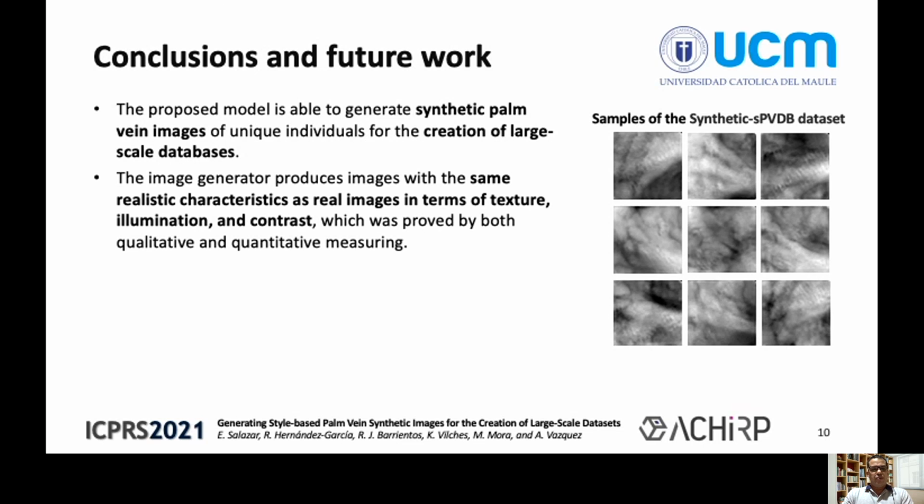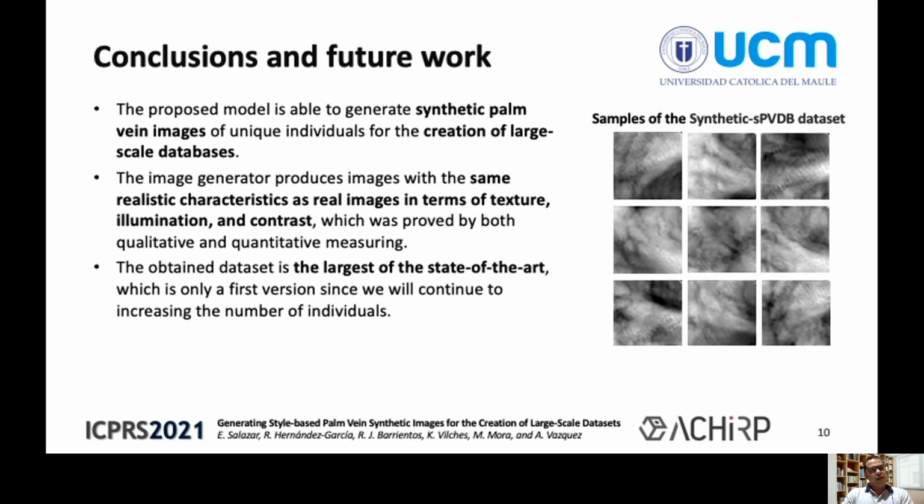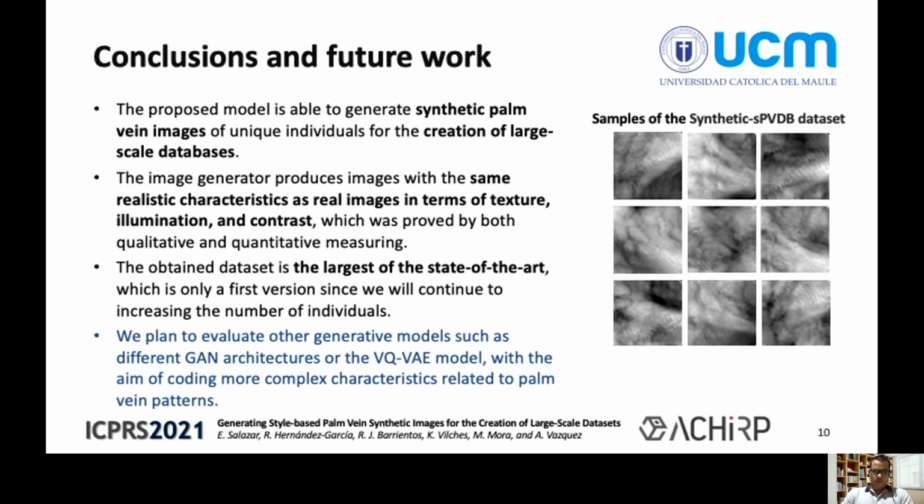The image generator produces images with the same realistic characteristics as real images in terms of texture, illumination, and contrast. And also, the obtained dataset is the largest of the state of the art, which is only a first version, since we will continue increasing the number of individuals. Besides, as future work, we plan to evaluate other generative models, such as different GAN architectures or diffusion models, with the aim of coding more complex characteristics related to palm vein patterns.